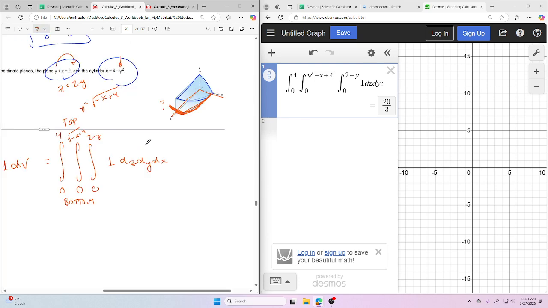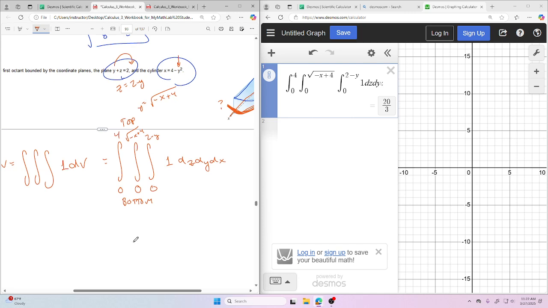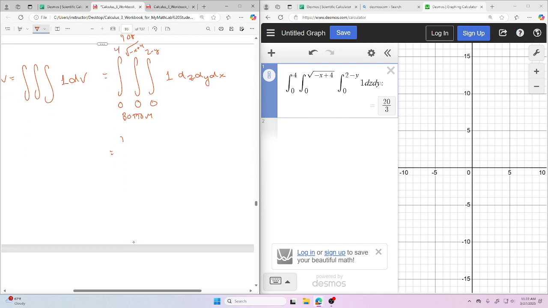Now you know that it works. Now you should go and actually do it for real. But timeout. Do you actually want to integrate with that square root up there? I don't. Nope, there's an easier way. I forced it into dz dy dx. You don't have to do that. So let me give you an equivalent, and we'll test it in Desmos as well.